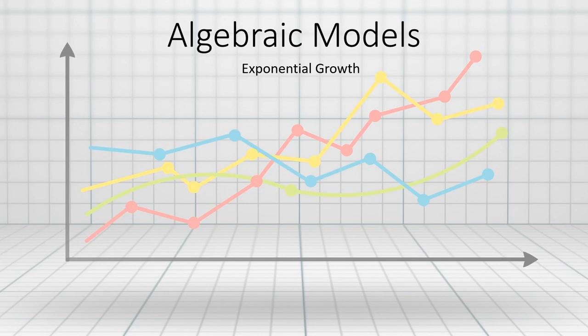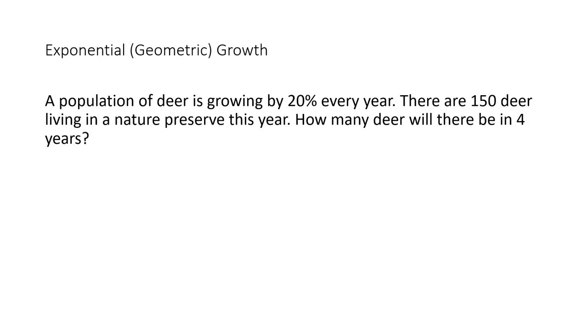In this video, we are going to discover a second type of algebraic model, and that would be exponential growth. Let's start by doing an example. A population of deer is growing by 20% every year. There are 150 deer living in a nature preserve this year. How many will be there in 4 years?